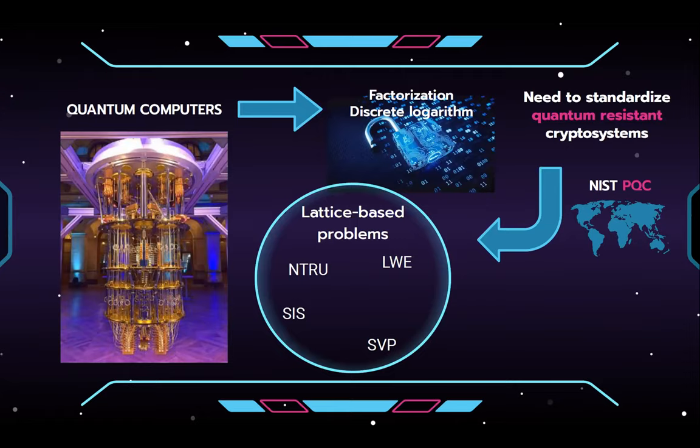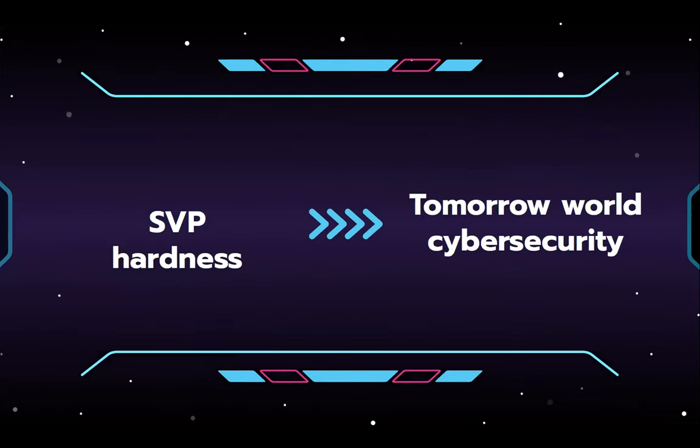NIST launched an international contest a few years ago in order to standardize them. Among the final candidates, several cryptosystems are constructed from lattice-based problems. In this presentation, we'll focus on SVP, because if we can solve SVP, then the reduction means that we can solve the other problems as efficiently. So in a nutshell, tomorrow's cybersecurity will certainly depend on the hardness of solving SVP. That's why it is important to know in how much time and with which amount of space resources the opponents can break a cryptosystem based on this problem.